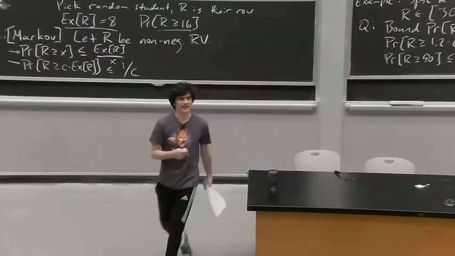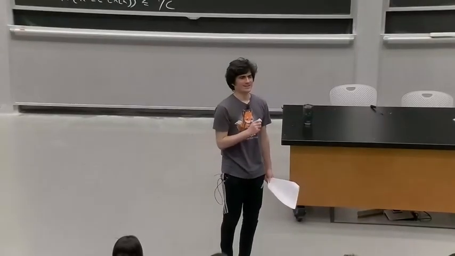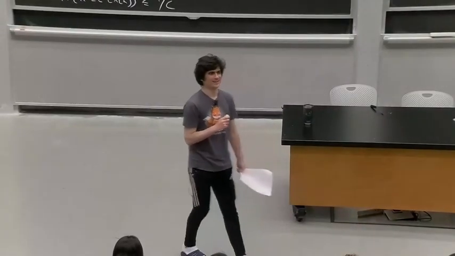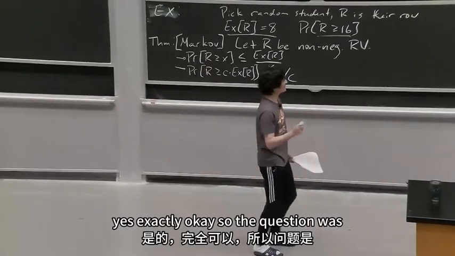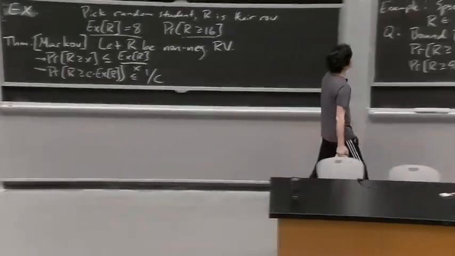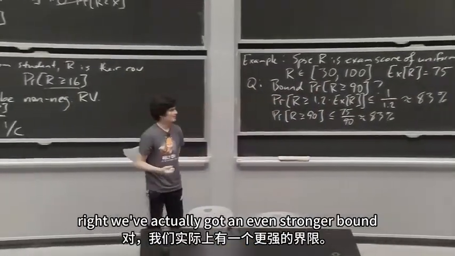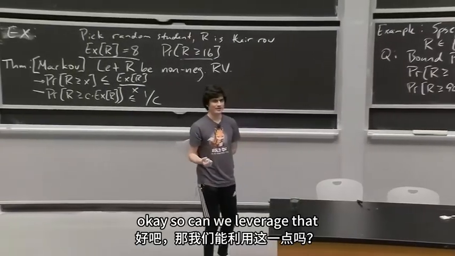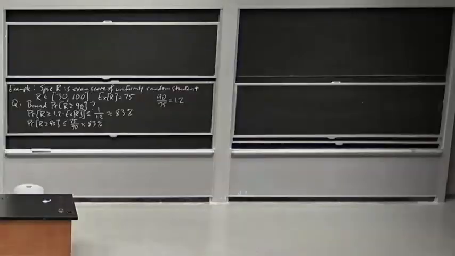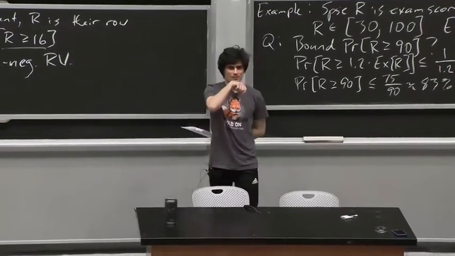Question? Based on the fact that we know the range is between 30 and 100, not 0 to 100, is there any way to make the final probability more accurate? Yes, exactly. So the question was, we don't just have a non-negative random variable R, right? We've actually got an even stronger bound. R is at least 30, not just at least 0. So can we leverage that to get an even stronger bound? How could we do that?